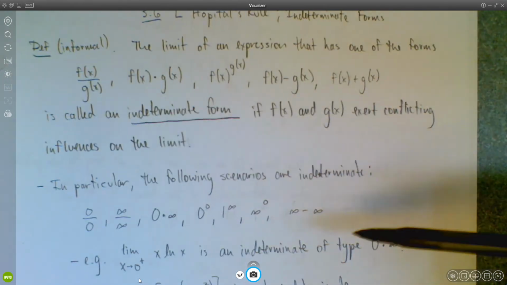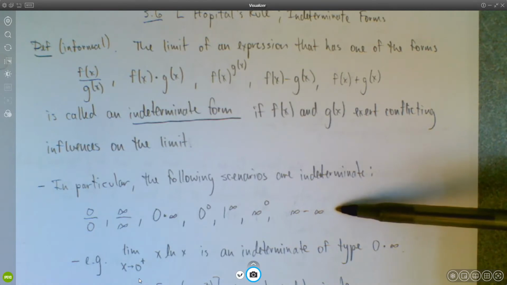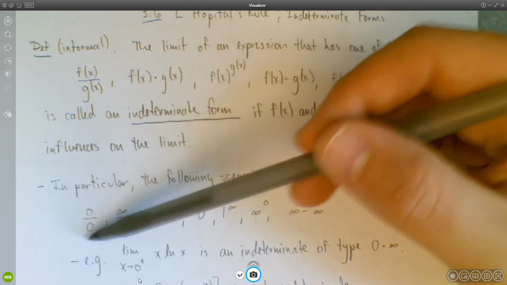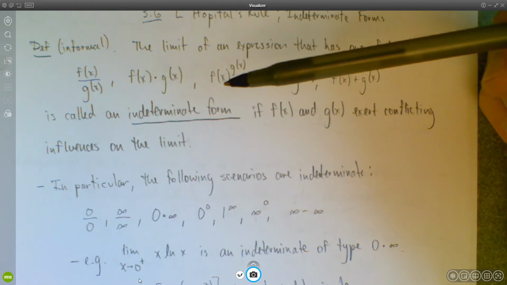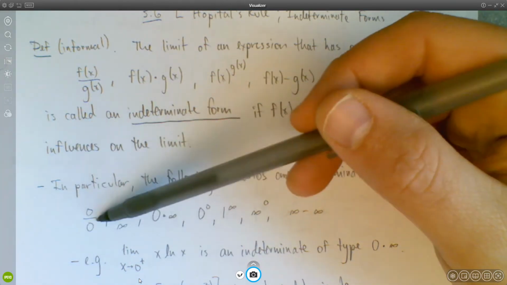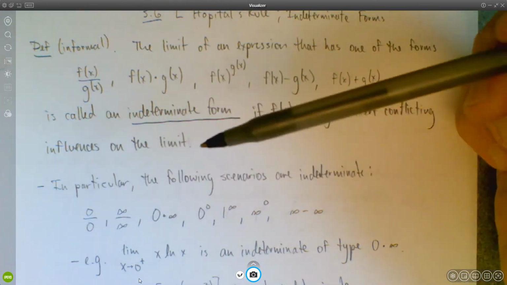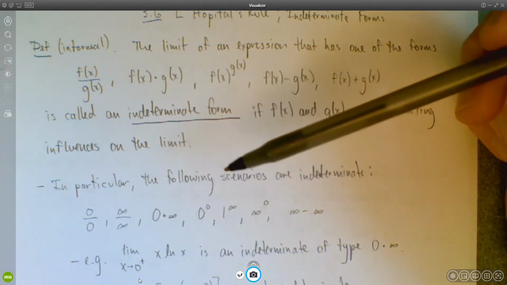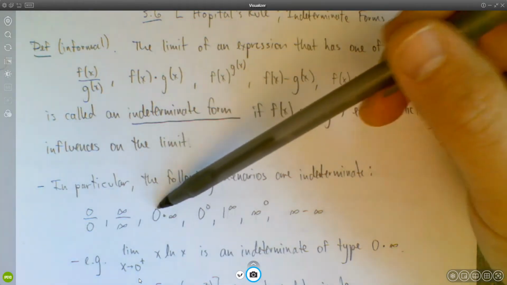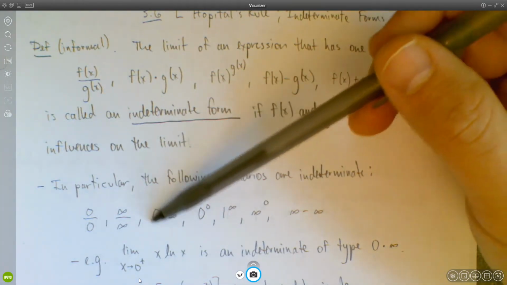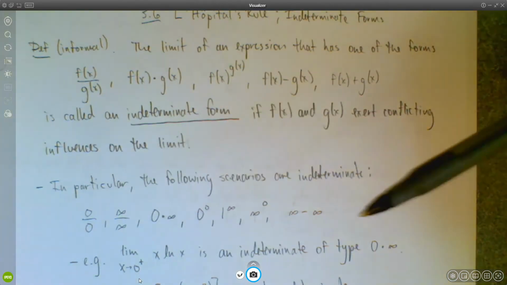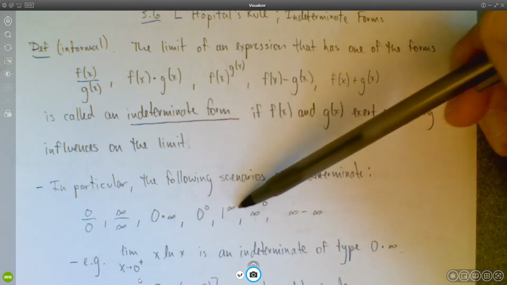So in particular, these scenarios are indeterminate. If f is going to 0 and g is also going to 0, that's an indeterminate form. You can't tell where the limit of the quotient is going to go. Same thing if f is going to infinity and g is also going to infinity, that's indeterminate. If you have a 0 times infinity situation, where one of the functions is going to 0 and the other is going to infinity, then they're competing with each other, and it's hard to tell what's going to happen to that limit. 0 to the 0 is indeterminate. 1 to the infinity is indeterminate, right?